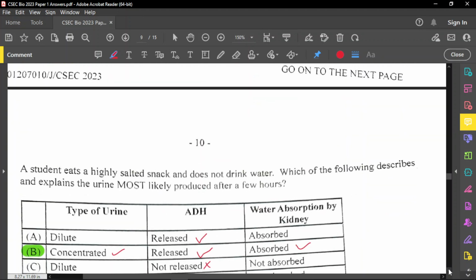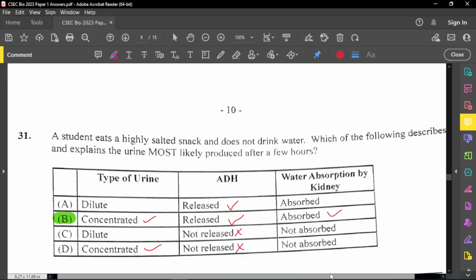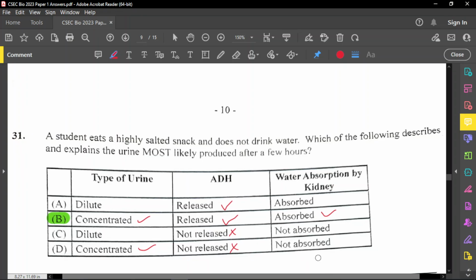All right, question number 31. Let me just get it on screen. Right, question number 31, it said, a student eats a highly salted snack and does not drink water. This person is dehydrated, I'm going to tell you. It said, which of the following describes and explains the urine most likely produced after a few hours? And so remember now, this person did not drink water, plenty of salt, so the kidney will try to excrete the thing. And so the urine is going to be concentrated with salt, of course, and also urea.